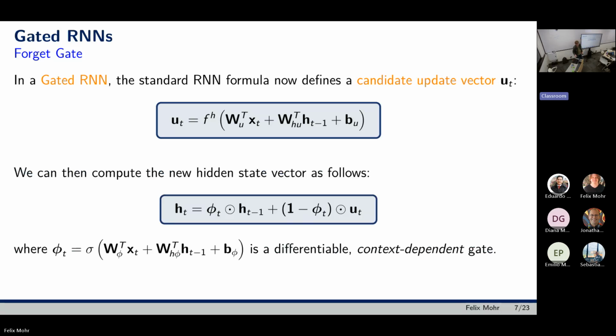So the way to combine this is through a convex combination. You say the new state is the old state multiplied with some forget gate. This would be our G, okay? This would be our G. And to another portion, it will be what we want to update according to this rule here.